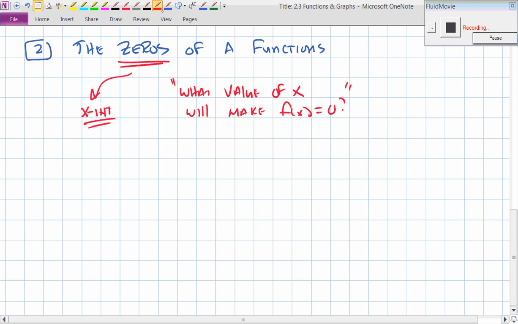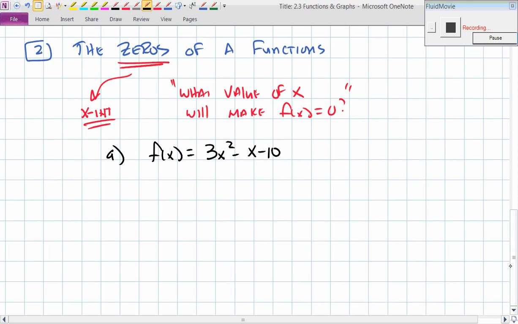So, as an example for us to work with here, part A, if we have this quadratic function, f of x equals 3x squared minus x minus 10, and we want to know what the zeros are of this function. Well, what we're asking is, what values of x, if we plugged them in, would give us 0 out of our function? So how do we do that? Well, we set 0 equal to our actual function itself.